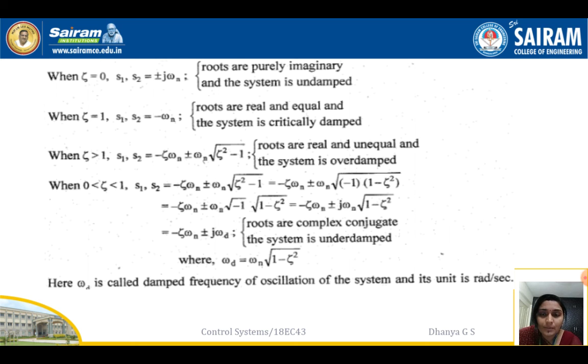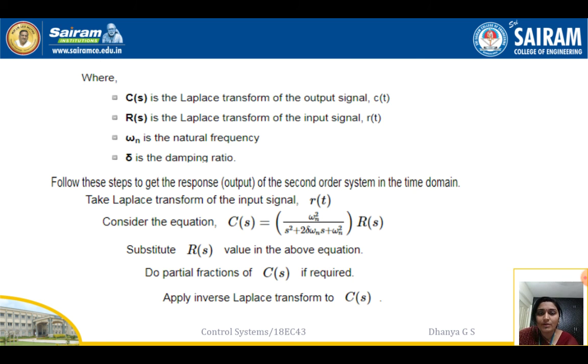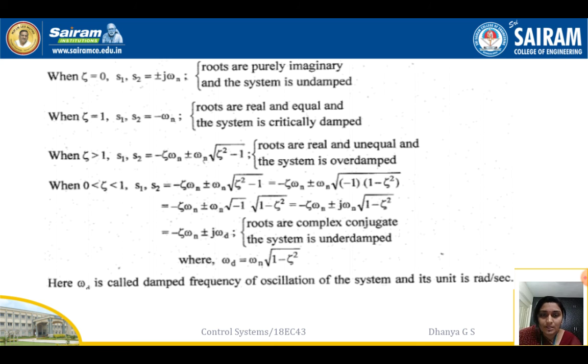Now we can see another term over here. In this equation we have seen that zeta 0 means plus or minus j omega n, zeta 1 means minus omega n, zeta greater than 1 is minus zeta omega n plus or minus omega n root of zeta square minus 1. And when 0 is less than zeta less than 1, the equation is minus zeta omega n plus or minus j omega d. Omega d is a new term which you will call the damped frequency, and its unit is radians per second. The value is omega d equal to omega n into root of 1 minus zeta square. So you have seen all these equations.